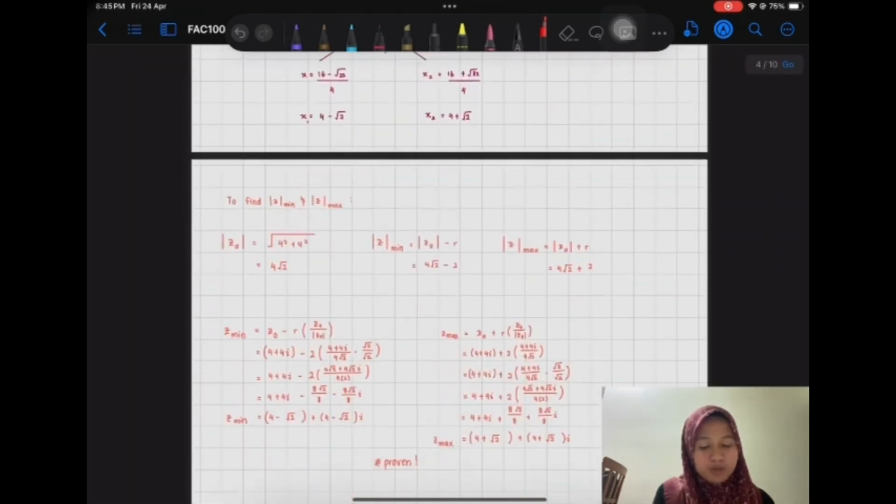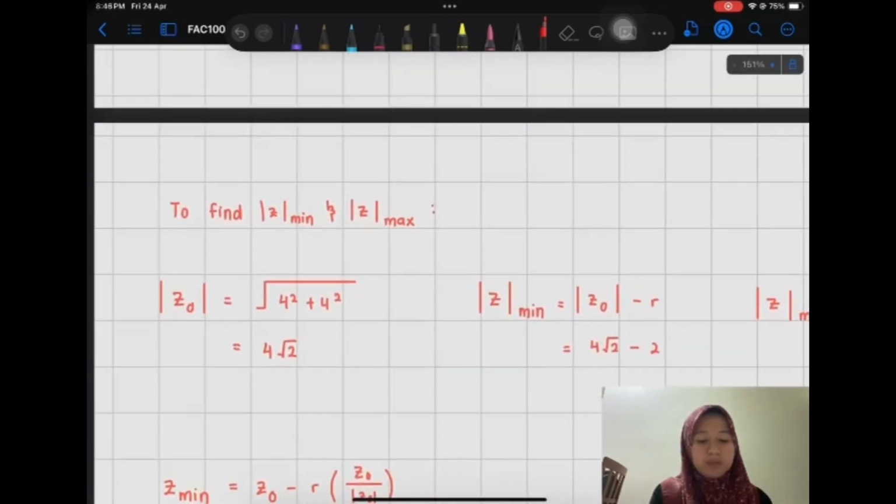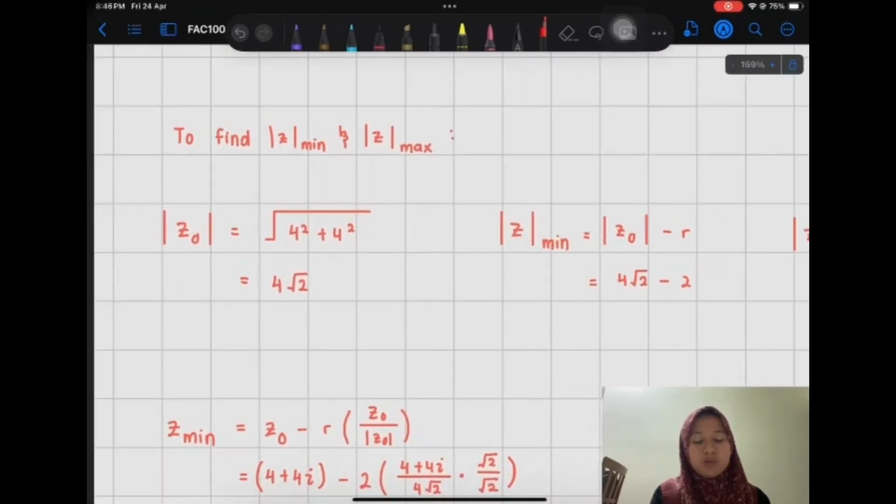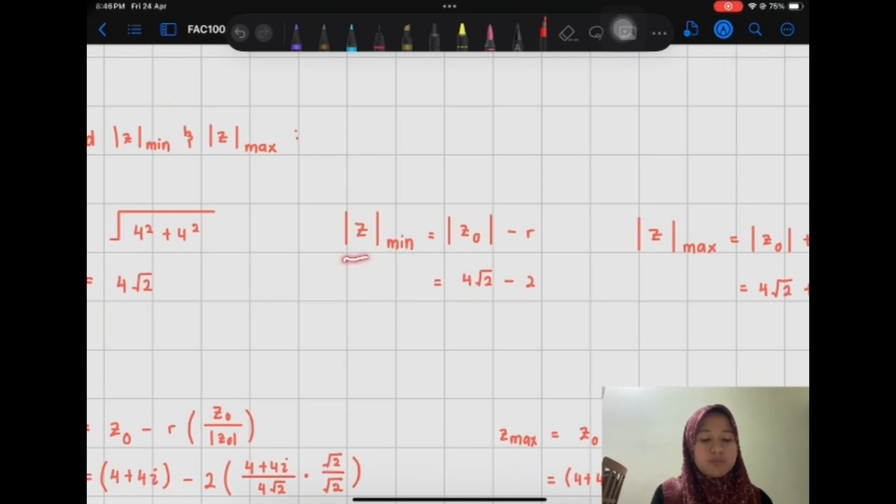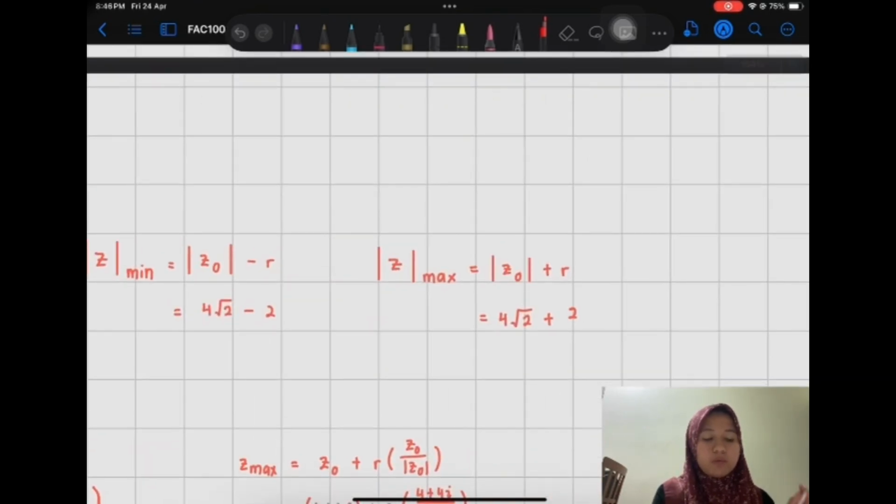Now, in order for us to find the modulus of z minimum and the modulus of z maximum, we need to know the modulus of z naught first. So the modulus of our z naught is 4 root 2. Our z minimum, we can calculate directly by using the formula modulus z minimum equals modulus z naught minus r, and we get 4 root 2 minus 2. And for our z max, we just need to add r to the modulus of z naught, and we get 4 root 2 plus 2.